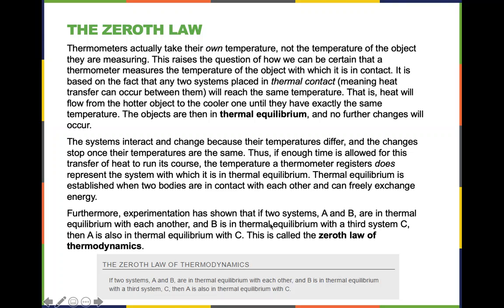So basically you have A and B together, and if you put in C, then all three of those are in thermal equilibrium. You can pretty much picture, again, hot water with a thermometer. Let's say you put some ice into that water. Eventually, when that whole mixture is at thermal equilibrium, that would be the temperature that is given by the thermometer.